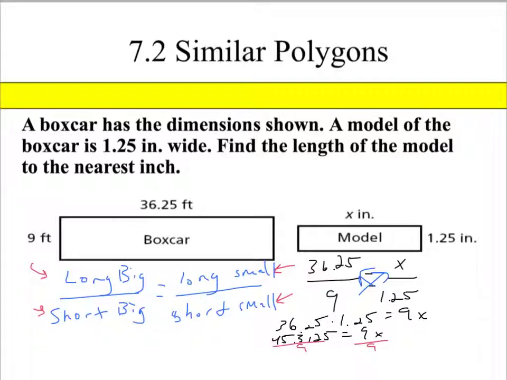and x, to the nearest inch, is 5.034722222, but you're going to get x nearest inch is going to be 5 inches. Okay, so that is the proportion. Again, you have to set up the proportion correctly to get the correct answer. Again, on both sides, I put the long over the short. Same thing, so long over big over short over big, and then on the other side, long over small over short over small. So keep that ratio correct.